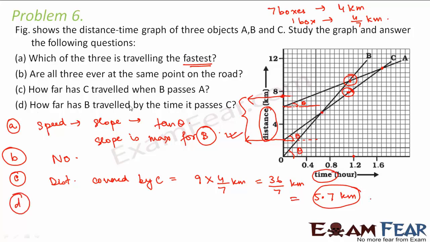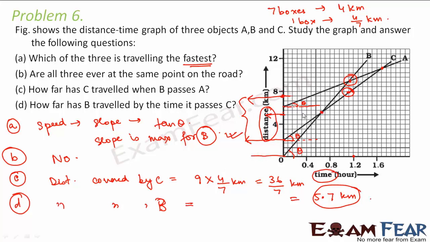Now, how far has B traveled by the time it passes C? So, when B passes C at this point, how much has B traveled? The distance which B has traveled at this point corresponds to this portion, right? So, how many boxes has B moved from 0?